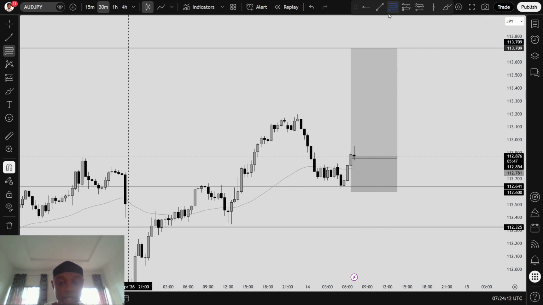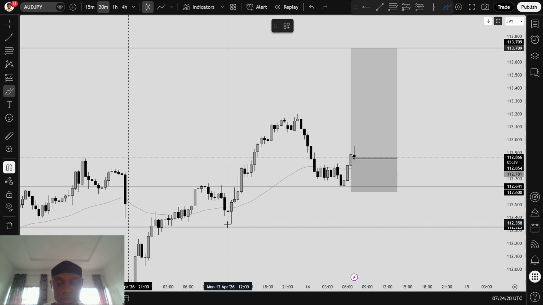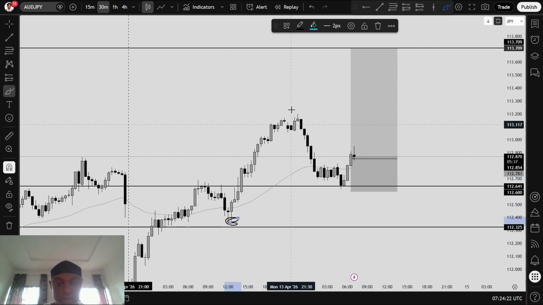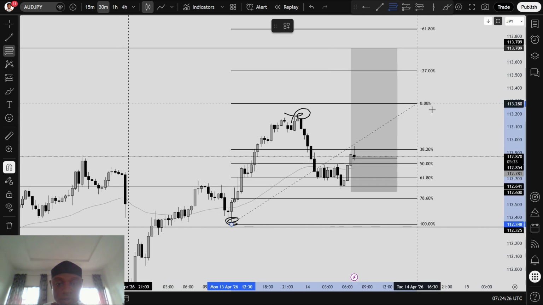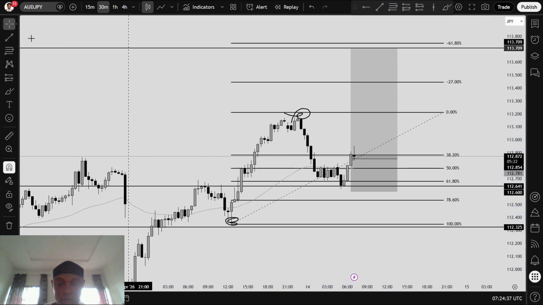Then okay, here's my Fibonacci. I drew my Fibonacci from the swing low, that's point A, to the swing high, point B, from swing low to swing high. As you can see, price aligned at the 61.80 pullback level. So it's basically a nice point for entry on the Fibonacci tool.